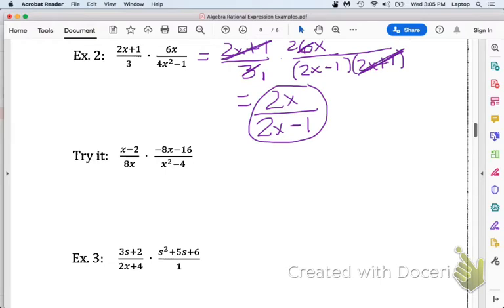Couple things that I see going on. One, in the second fractional expression, I see that I can factor out a -8 in the numerator, and I have another difference of two squares in the denominator. So I'll write the problem. I'll keep the first one. There's nothing that I can factor out here.